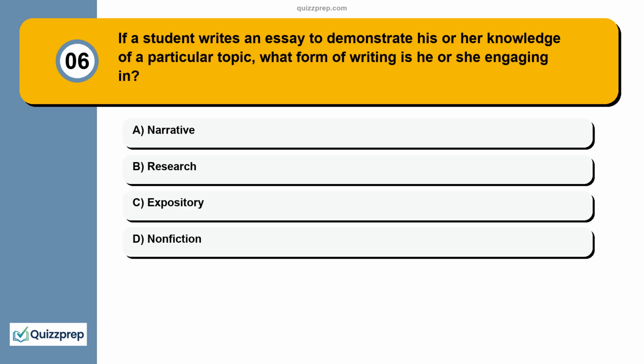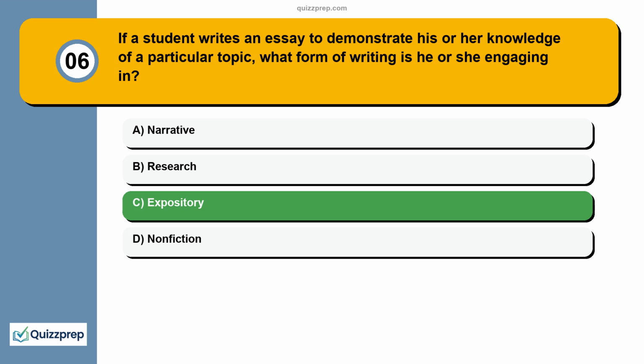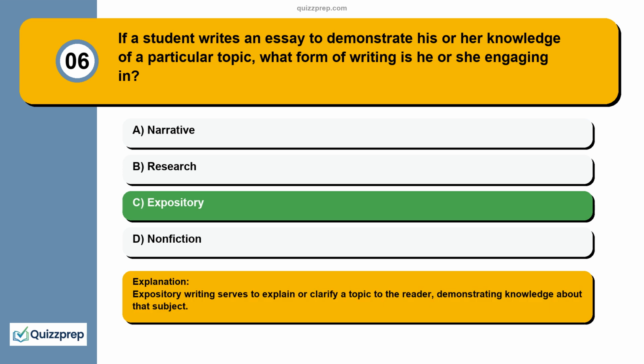Question 6. If a student writes an essay to demonstrate his or her knowledge of a particular topic, what form of writing is he or she engaging in? Narrative, research, expository, nonfiction. Expository writing serves to explain or clarify a topic to the reader, demonstrating knowledge about that subject.